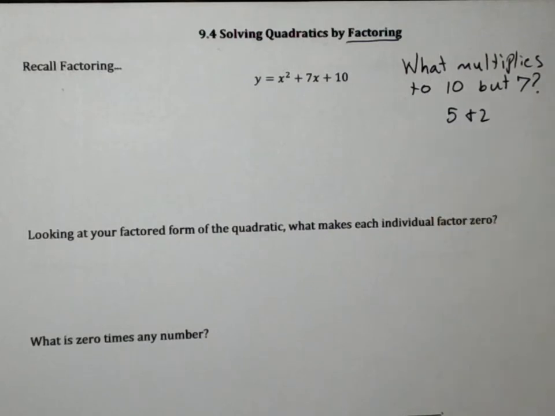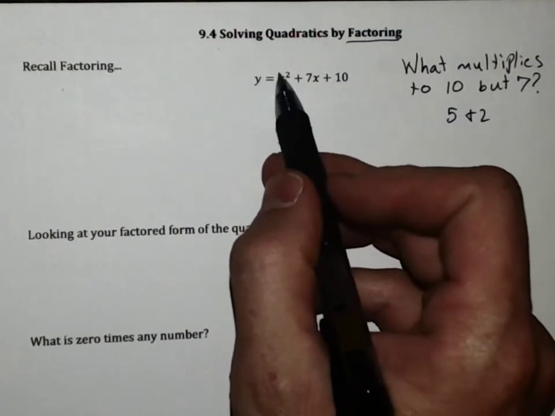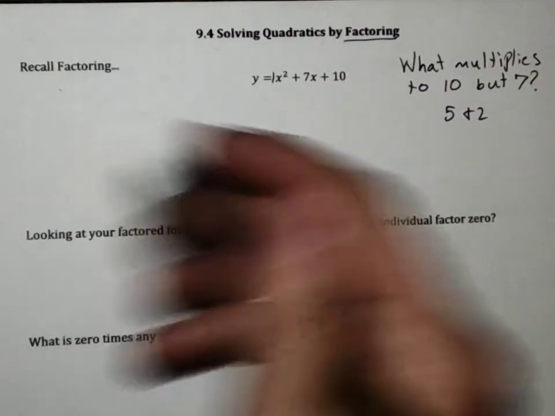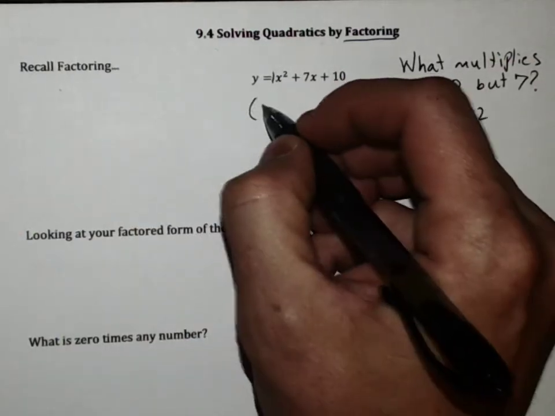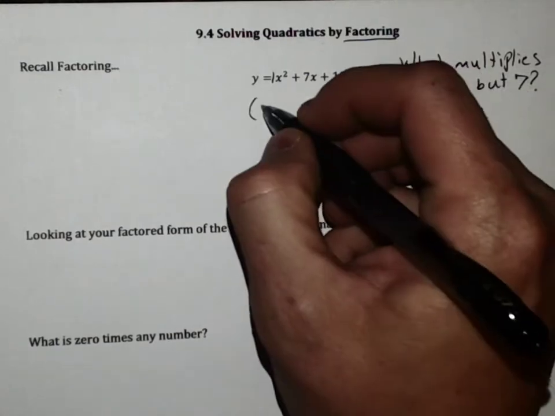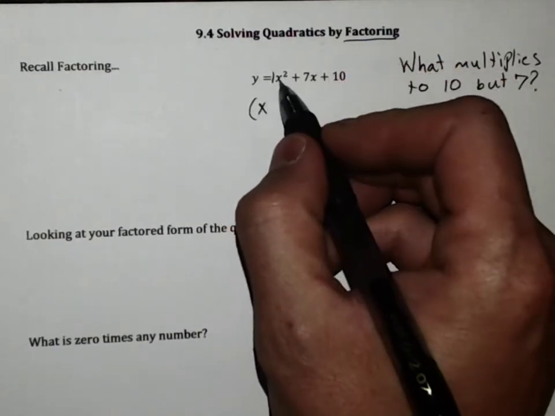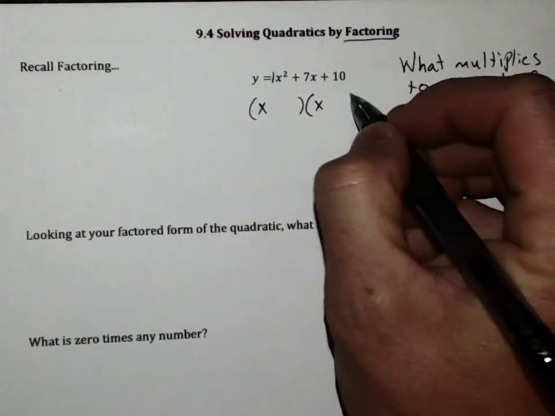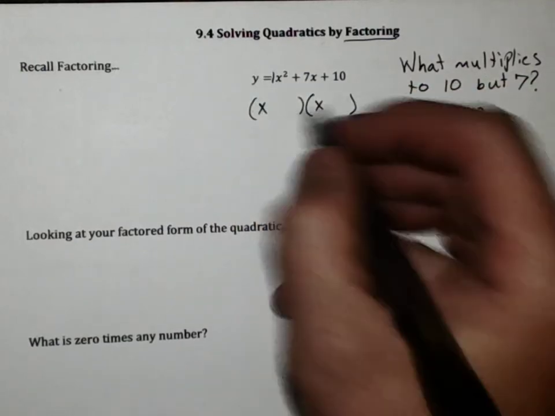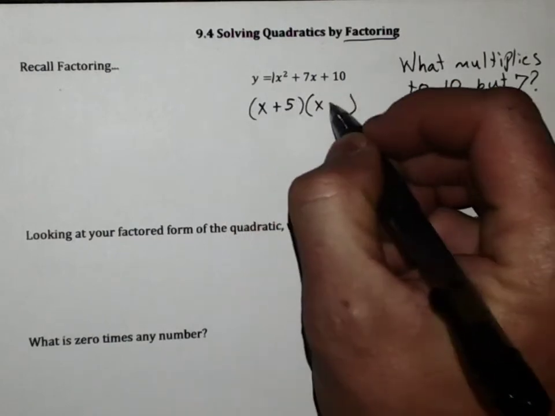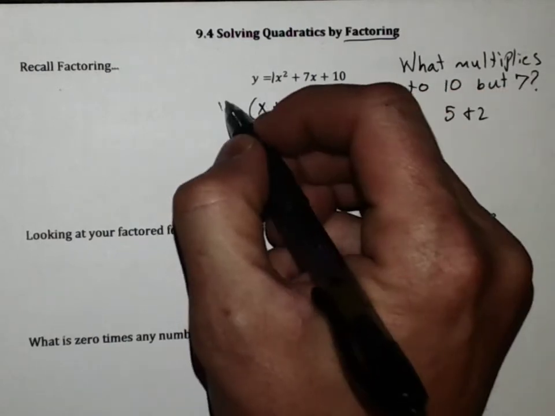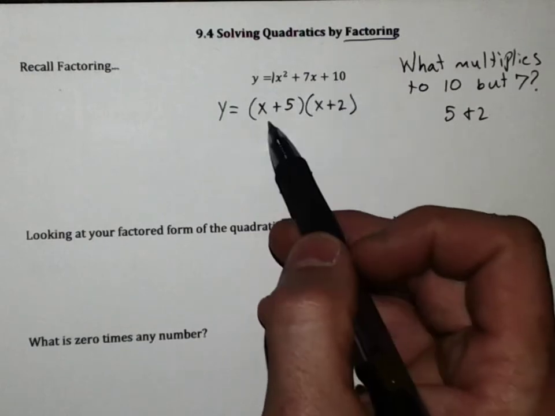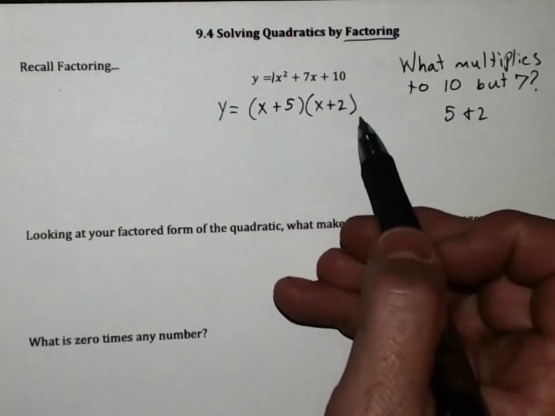So then, because our coefficient of the quadratic term is 1, all we need to do then is create our two different factors. What do I multiply by itself to get x squared? That's x times another x. And these two values are both positive 5 and positive 2. So how does x squared plus 7x plus 10 factor? It factors to x plus 5 times x plus 2.